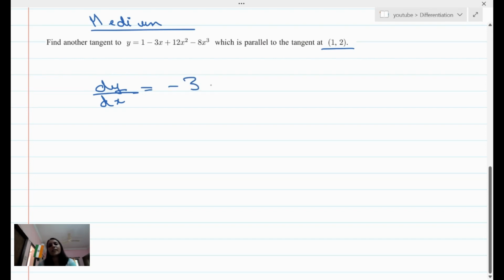We would get minus 3 plus 12 times 2, which would be 24x, minus 8 into x cubed would be minus 24x squared. If you guys want to learn how to differentiate, do check out my previous video on this topic. Now, once I have differentiated it, it says parallel. That means when two lines are parallel, their gradients or slopes would be the same.